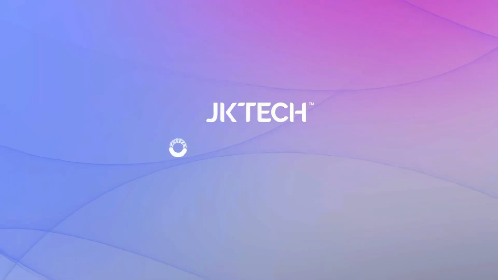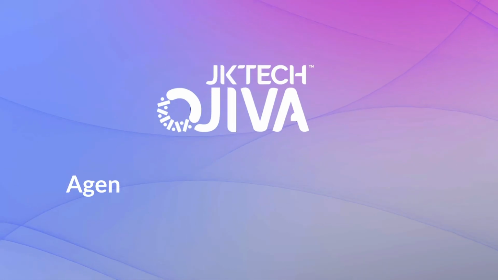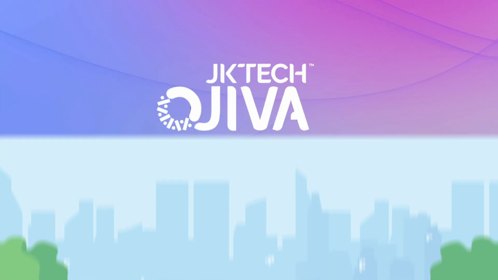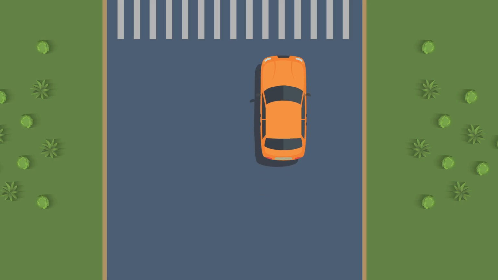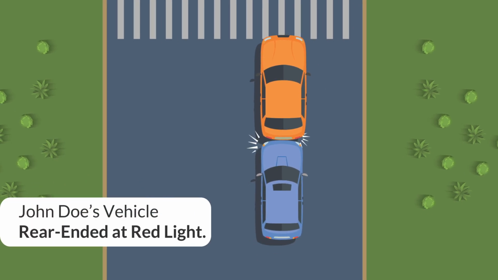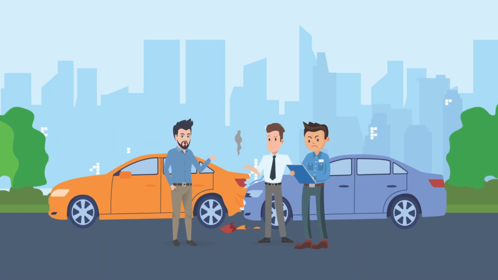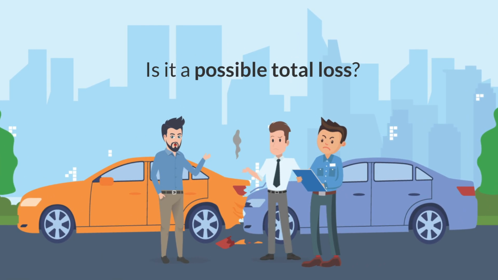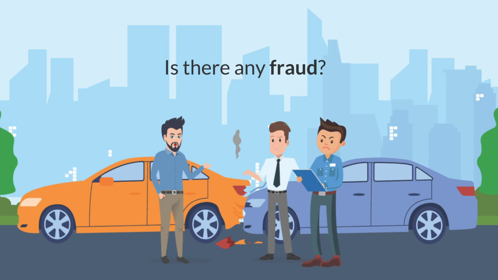JK Tech's Gen AI platform, JIVA, drives intelligent claims investigation by orchestrating structured and unstructured data, illustrated through a real-world personal auto claims use case. Meet John Doe. While stopped at a red light, his vehicle is rear-ended by Jane Smith. The claim has been filed, and the insurer must determine liability, assess whether it is a possible total loss, and identify any potential fraud.